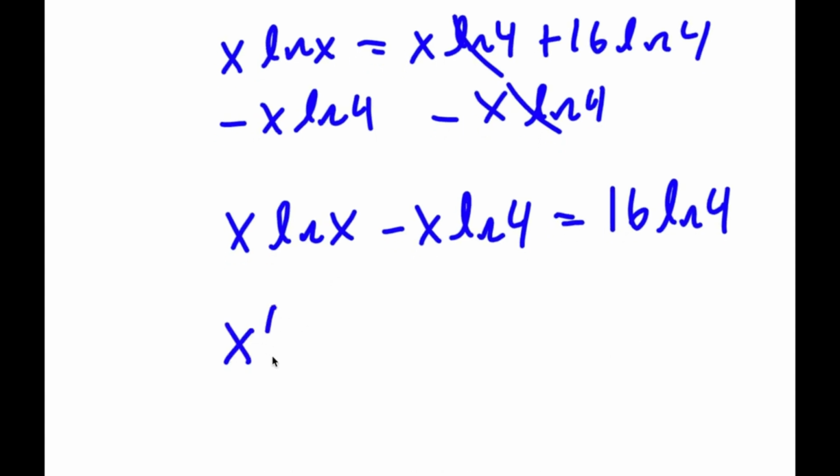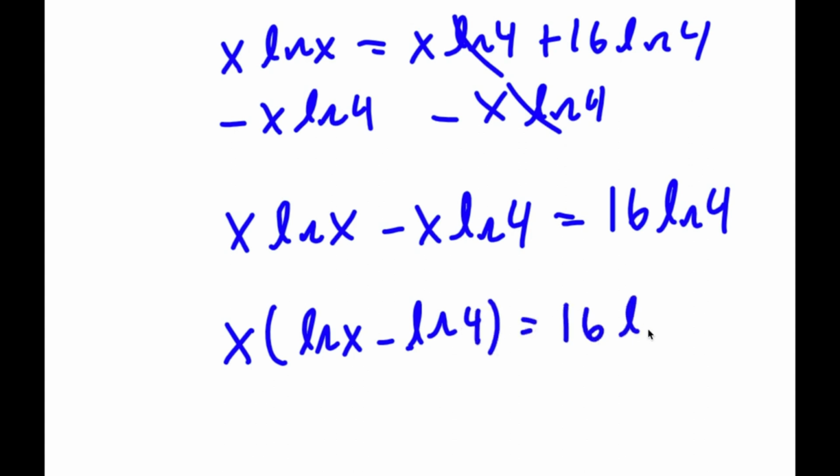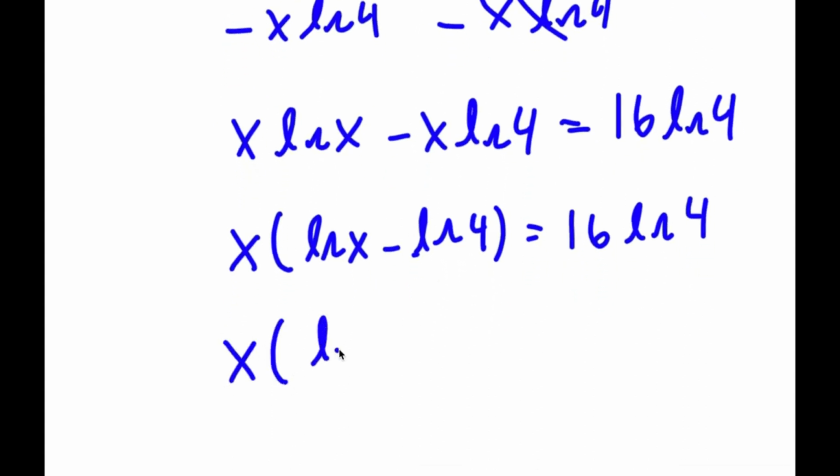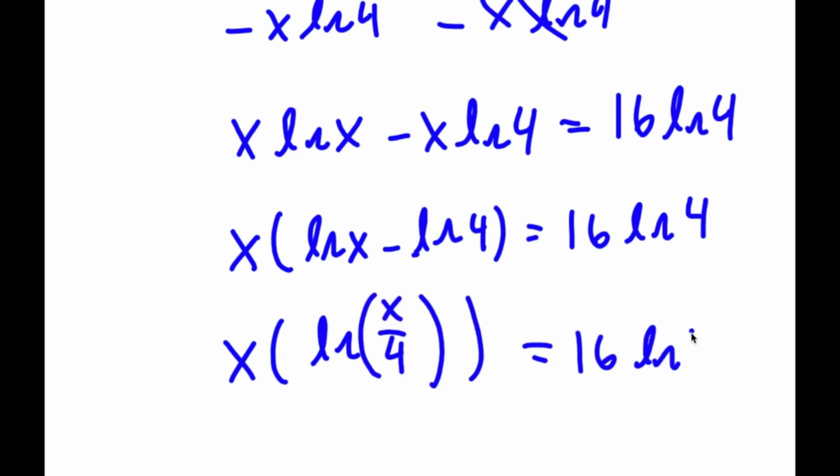Now I can go ahead and factor out x from here, so I get x times ln x minus ln 4 is equal to 16 times ln 4. Now ln x minus ln 4 is simply equal to ln of x over 4. So I have x times ln of x over 4 is equal to 16 times ln 4.